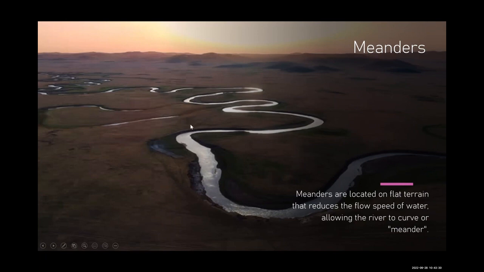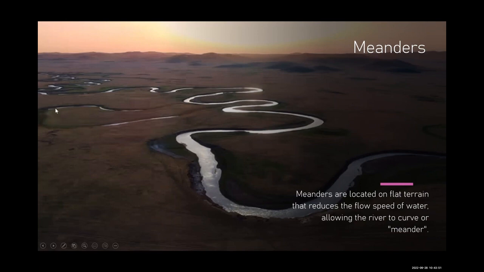Now you can see right here, this is kind of what we were talking about before when we were looking at the time lapse, but as this water whips around this curve here, the inside has less distance to travel than the water on the outside. So this water on the outside really picks up speed, and with that is force. You can see how it's really eroded this area.